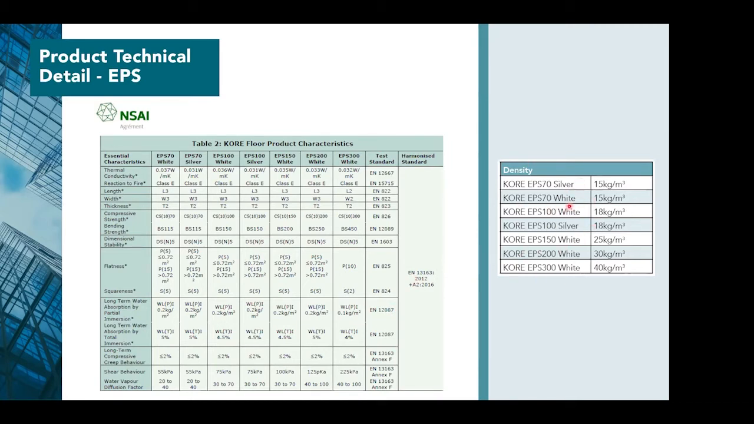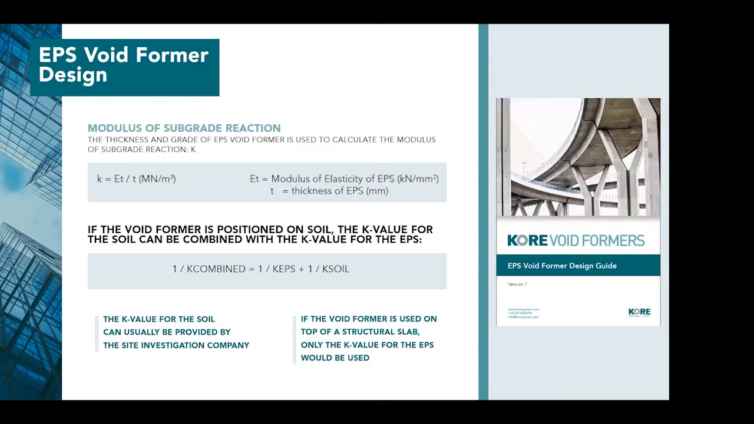And that's just a bit of information as well, if people were interested: how do we achieve the different strengths of EPS? If you look at EPS 70, we have 15 kilograms per cubic meter of material. But when we get up to EPS 300, which is very, very dense, takes much heavier loadings, we have 40 kilograms of material per cubic meter. So you can see how the material can take an extra bit of weight.